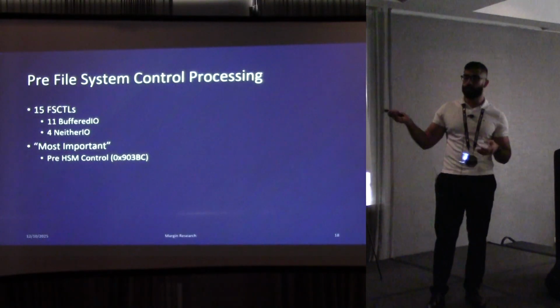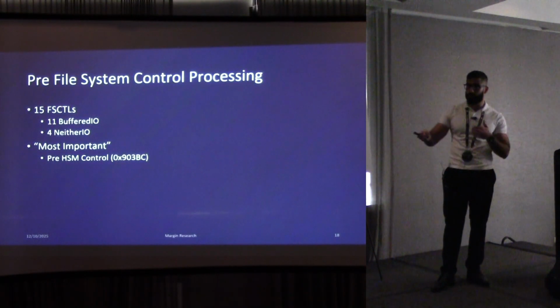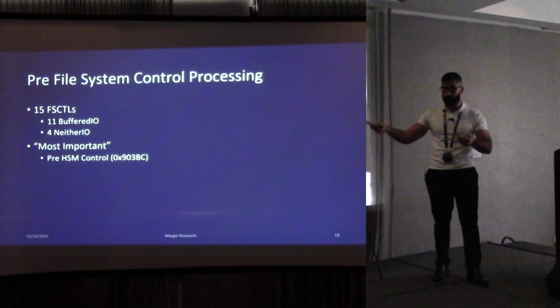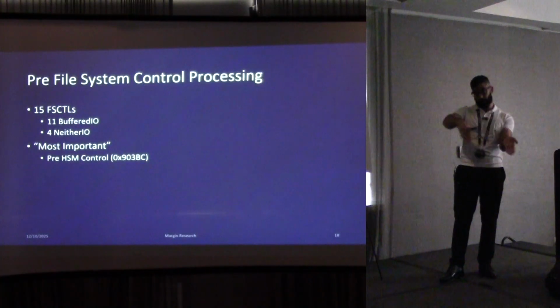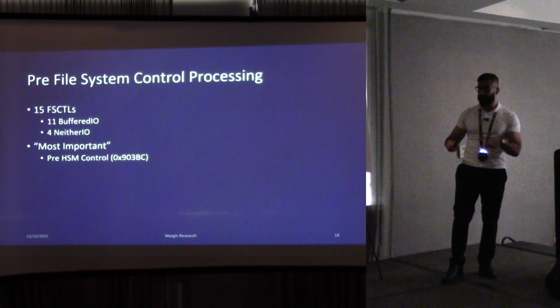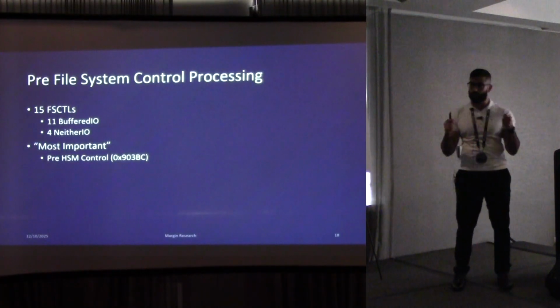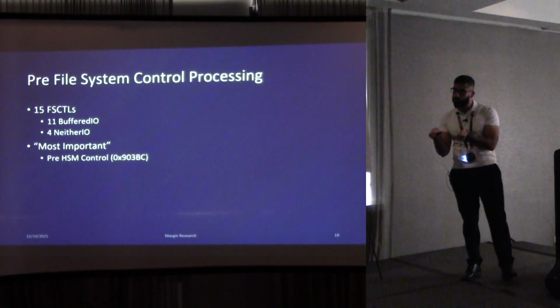11 of them buffered I/O, 4 of them neither I/O. If you don't know the different data transfer types between user mode and kernel mode in Windows, there's 3. There's buffered I/O, which copies the user buffer into a kernel buffer and then supplies the driver with that kernel buffer. There's direct I/O, which I believe maps the user buffer into the kernel. I'm not too sure about that.